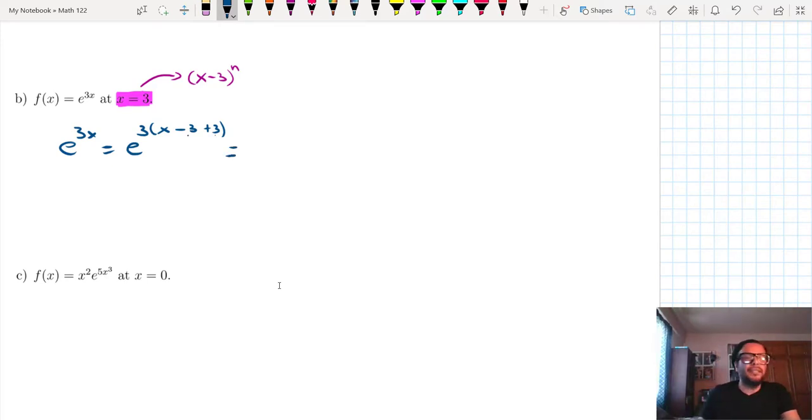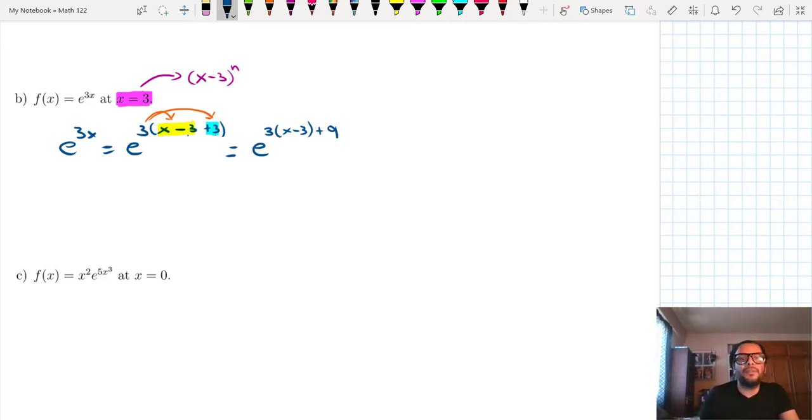Okay, and what am I going to do? I'm going to treat this as one single term, and then I'm going to treat this one as another single term, and I'm going to multiply 3 times x minus 3 and 3 times positive 3. What am I going to get here? I'm going to get the following: e to the 3 times x minus 3 in parentheses plus 9.